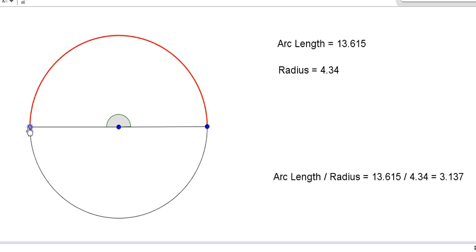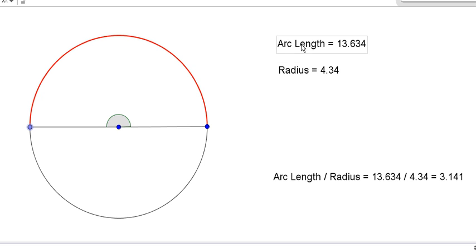And if you've noticed, what's happening over here is that I'm doing a quick calculation, and what the calculation is doing is comparing the arc length to the radius. In other words, this calculation is telling me how many radius lengths fit into that arc length. So here, exactly 3.14, so roughly pi radius lengths fit into that arc length.